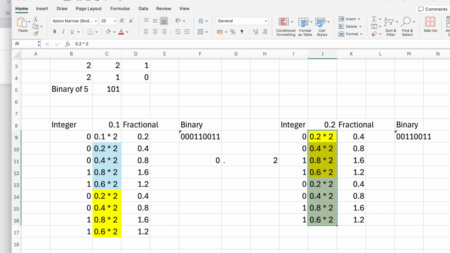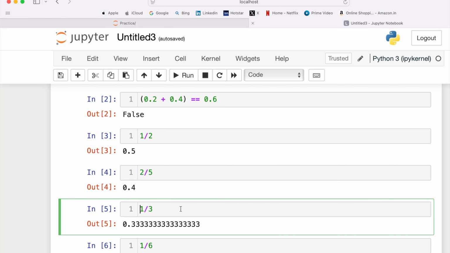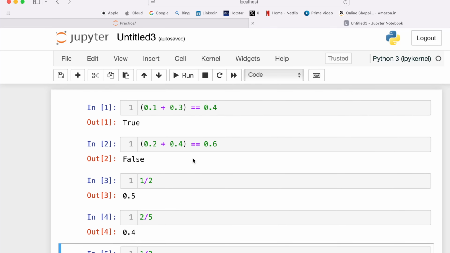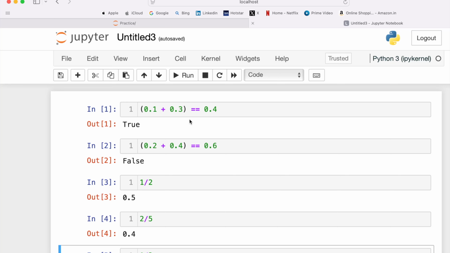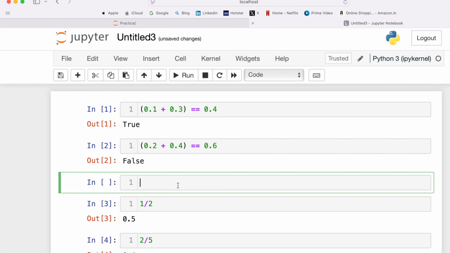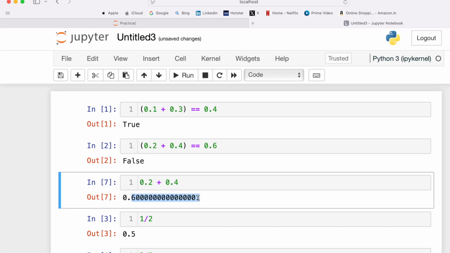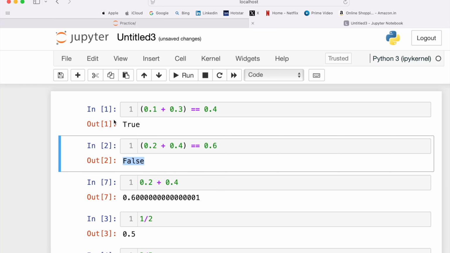Now coming back to my Jupyter notebook here, just like 1 upon 3, because this will keep going on, we are also making an approximation here. So if I just try to write here 0.2 plus 0.4 and print it, here you see what I am getting is 0.6, and there are a lot of zeros, and at the end there is 1. It is not exactly 0.6, and that is why it is giving me false.